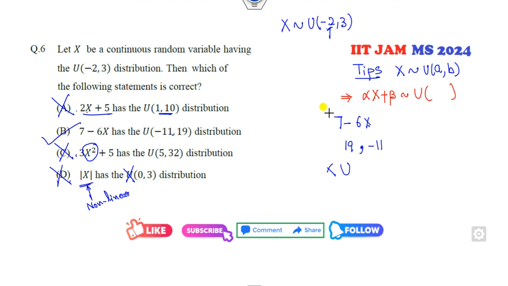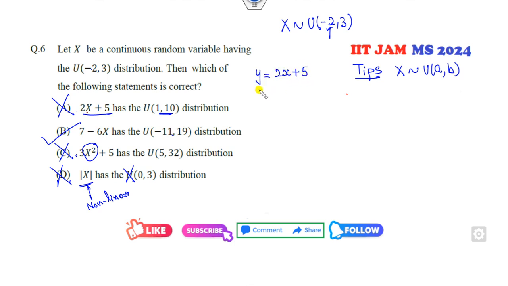There is one more method. If you are not interested in finding this result, you can also find the transformation. If I take y as 2x plus 5, then what is dx over dy? I can find the value of x from here, y minus 5 over 2, so dx over dy is 1 over 2.